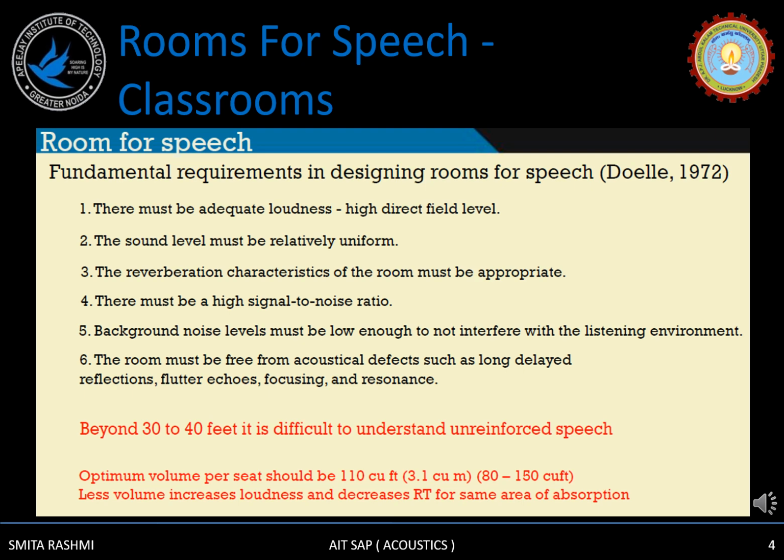Optimum volume per seat should be 110 cubic feet, that is 3.1 cubic meters. The normal range as per the standard for a classroom is 80 to 150 cubic feet. And if the volume of the room is less, then the loudness will be more. And as we know, RT is equal to 0.16 V upon S alpha, that is absorption. So if V is decreased, we will get the RT at a lower value.